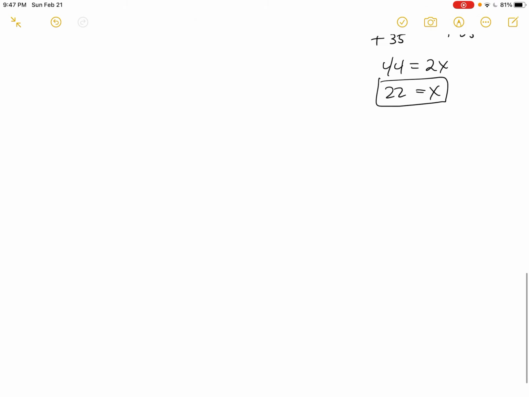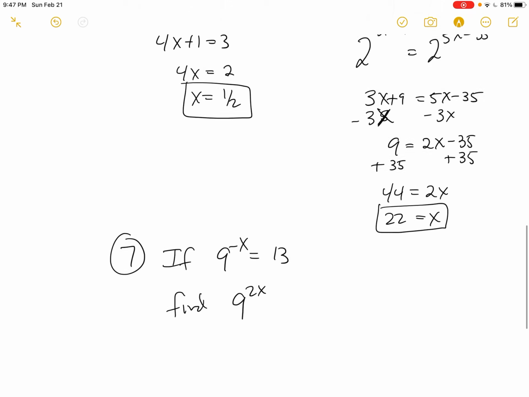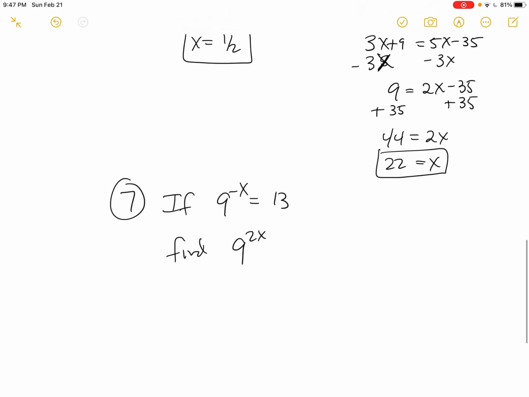I saw this question in the end and thought I might get some people saying, I don't know how to do that. It's a thinking question. So it's the last example here. They said this: if 9 to the negative x is equal to 13, find 9 to the 2x. Now again, they don't want you to do any kind of magic stuff, so they're trying to avoid you being able to just drop something into a calculator. Okay, perfect. We can do this.